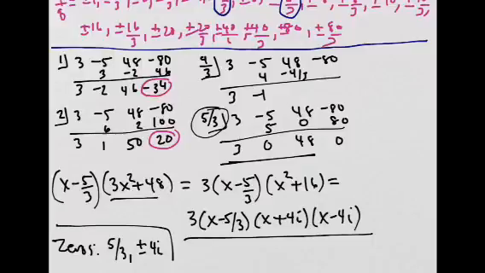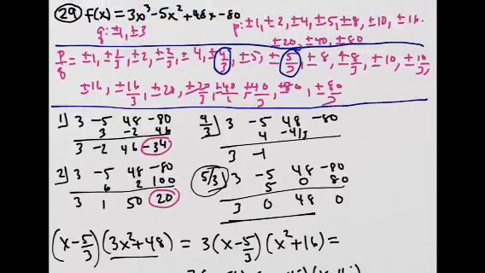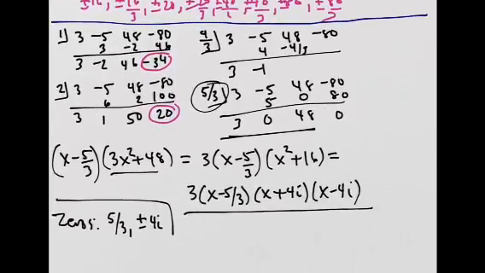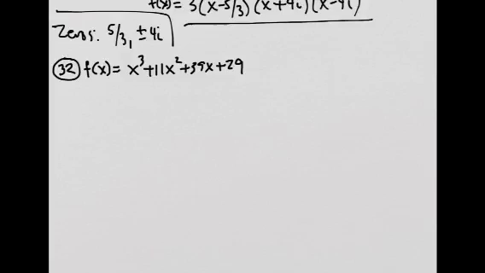Okay, so here, was it f of x? Yeah, f of x. So this would be f of x equals that. Alright, so for 32, the p-values are plus and minus 1 and plus and minus 29. So not too bad. The q-values plus minus 1. So p over q is just basically these four numbers.